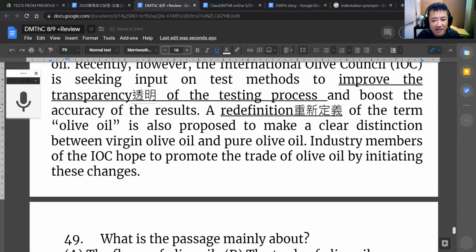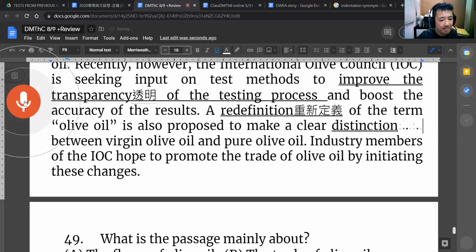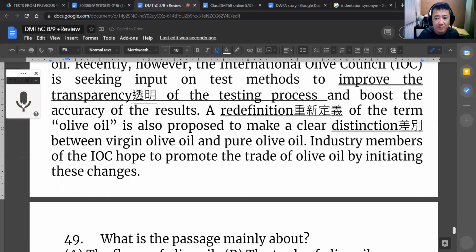Alright. So a redefinition of the term olive oil, the 重新定义 of the word olive oil is also proposed to make a clear distinction between virgin olive oil and pure olive oil. They want to make the 差别, the distinction between virgin and just normal, ordinary olive oil. To make a clear 差别 between virgin olive oil and pure olive oil. In other words, virgin and extra virgin on one side, and then pure olive oil on the other side.